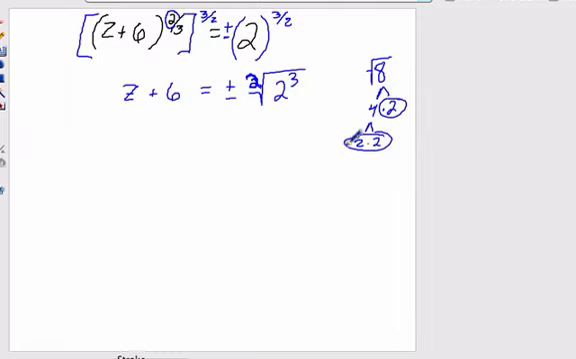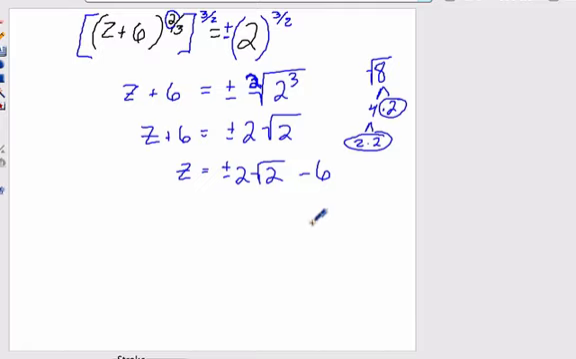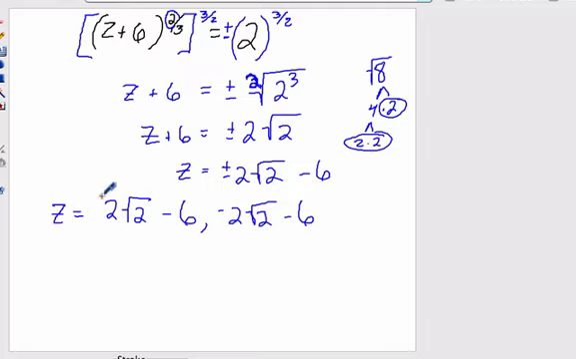So the two 2's will come out as one 2, and one 2 will stay inside the square root. So this is plus or minus 2 times the square root of 2. Okay, now you're going to subtract 6 from both sides. Okay, so what you have are two answers. 2 times the square root of 2 minus 6, and a negative 2 square root of 2 minus 6. Okay, and those are your two answers for z.